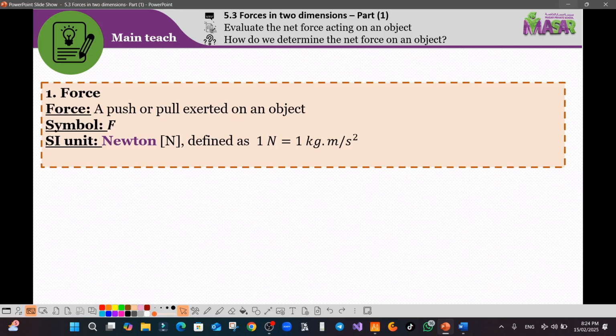Today we will cover lesson 5.3 Forces in Two Dimensions part 1. We will also walk through the corresponding applications and homework questions, so let's get started.